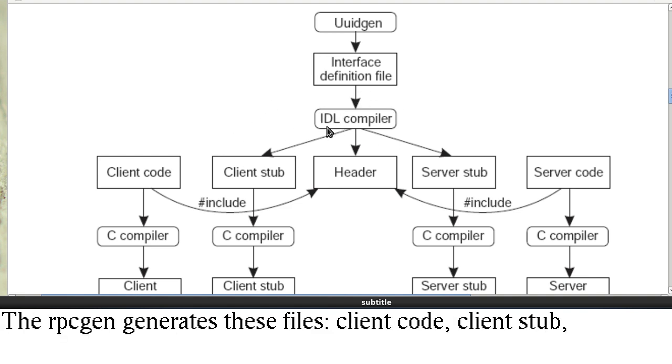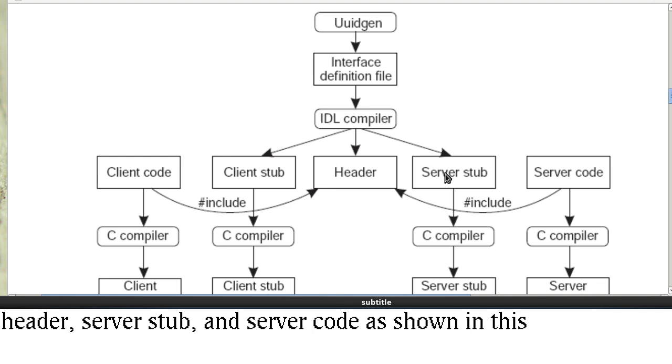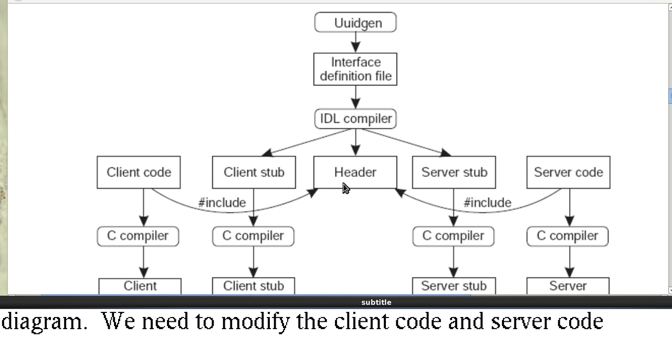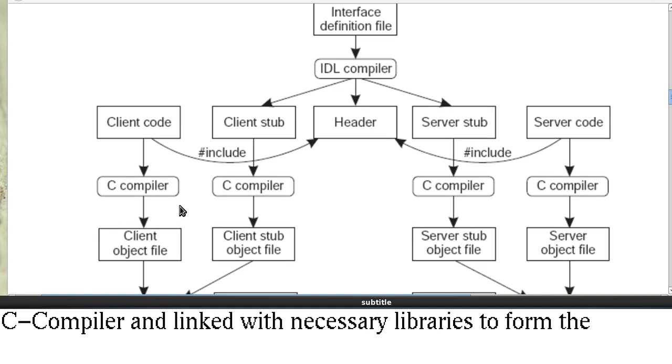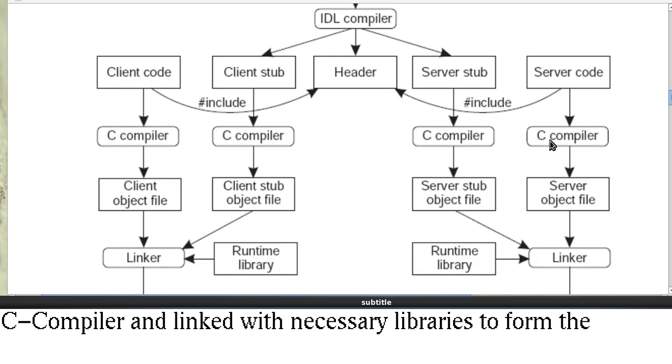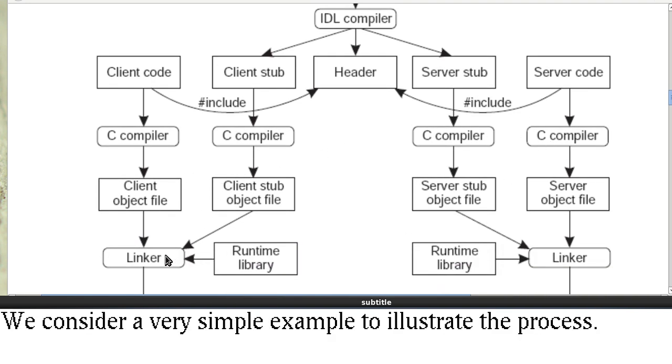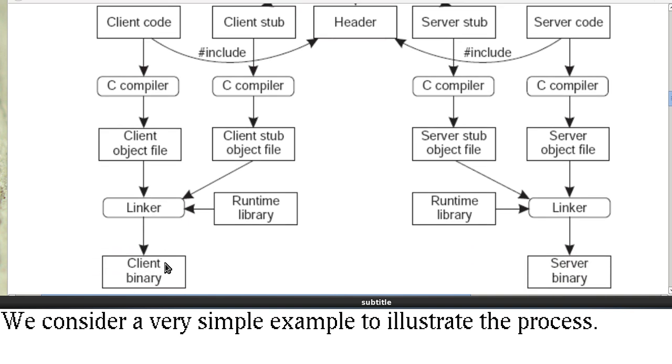The rpcgen generates these files: the client code, client stub, header, server stub, and server code. We need to modify the client code and the server code for our own procedures. The files will be compiled by a C compiler and linked with necessary libraries to form the executables for the server and the client.